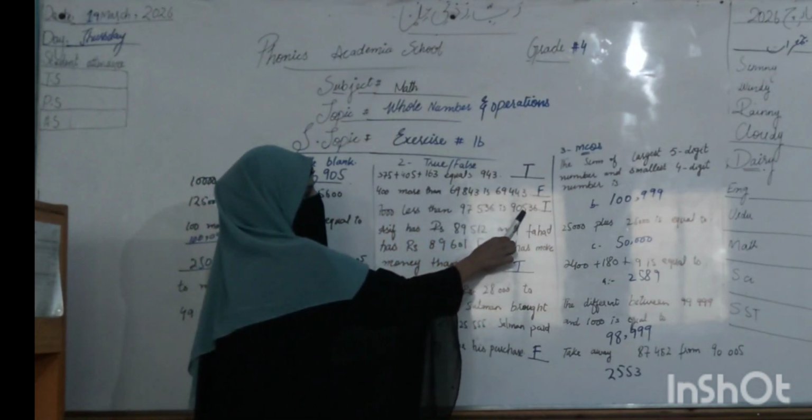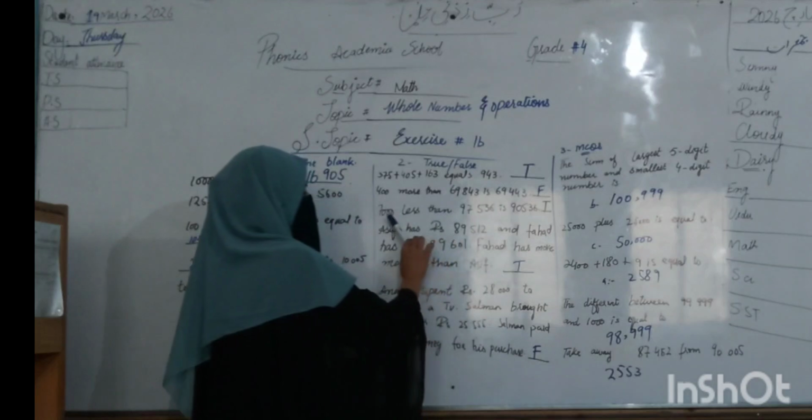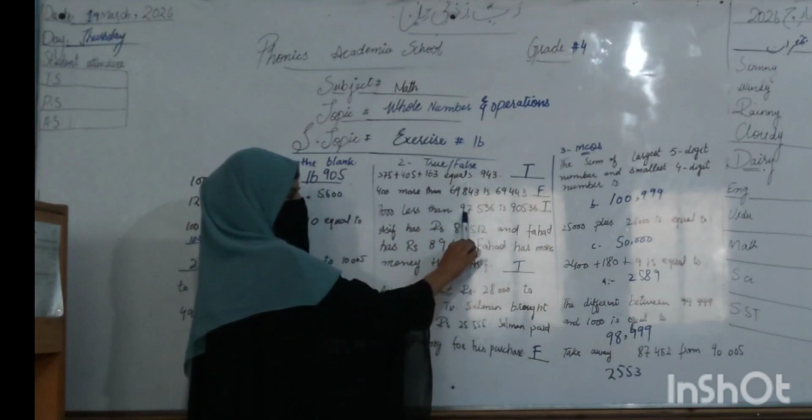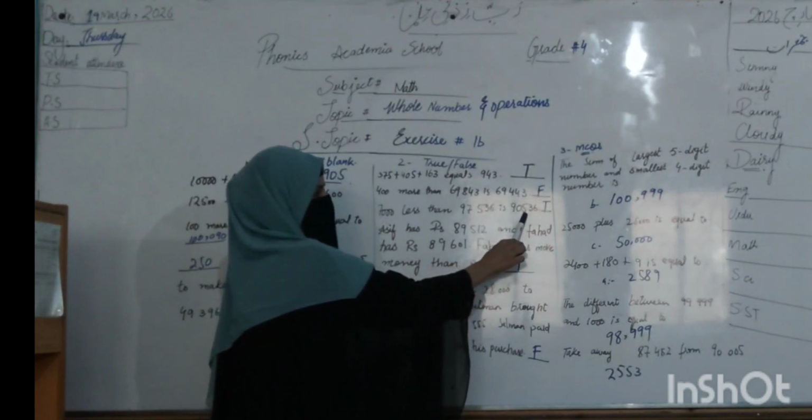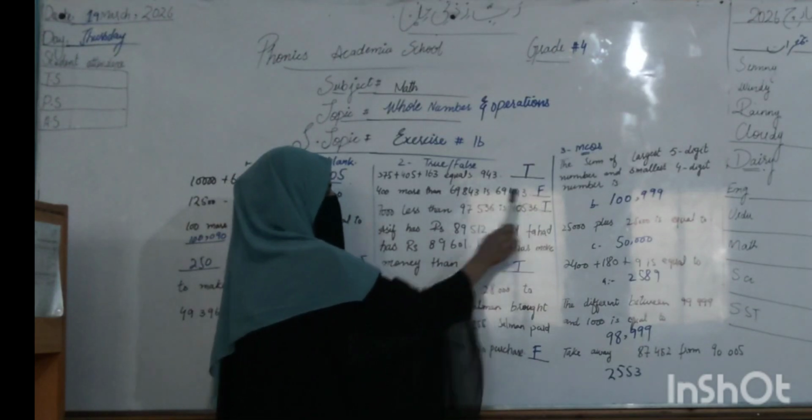7,000 less than 97,536 is 90,536. So when you subtract 7,000 from 97,536, the value is equal to 90,536. So the statement is true.